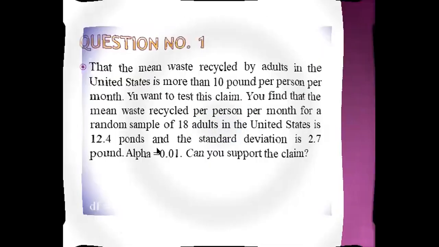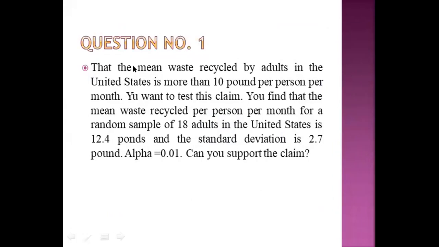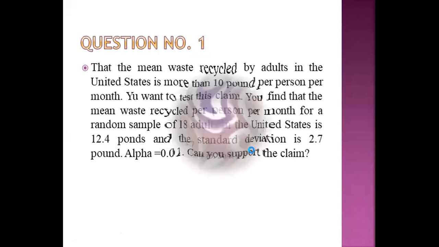For example, the mean waste recycled by adults in the United States is more than 10 pounds per person per month. You want to test this claim, and you find that the mean waste recycled per person per month for a random sample of 18 adults in the United States is 12.4 pounds, the standard deviation is 2.7, and alpha is 0.01. Can you support this claim?